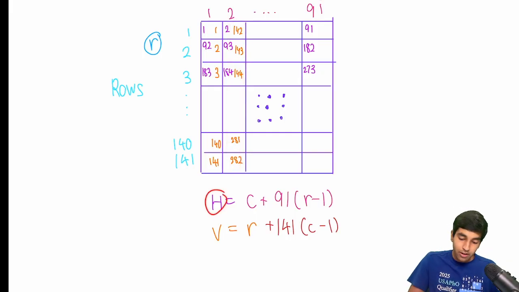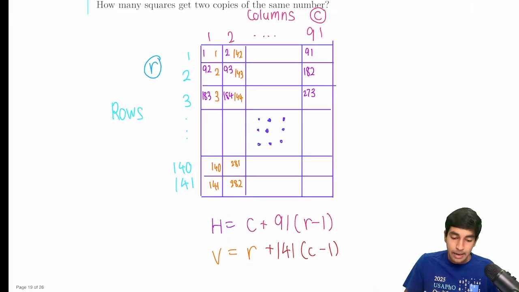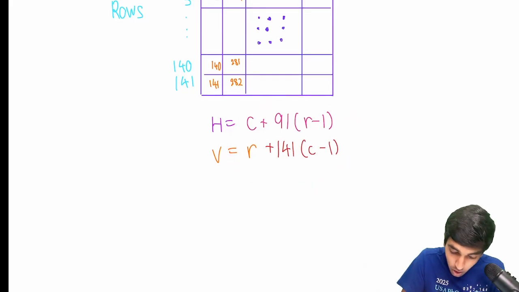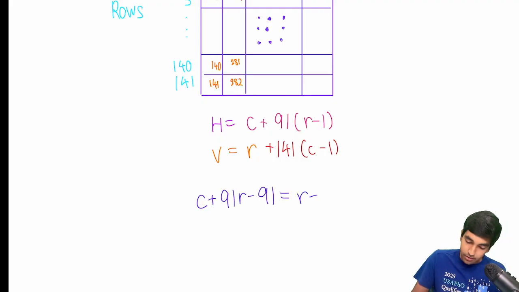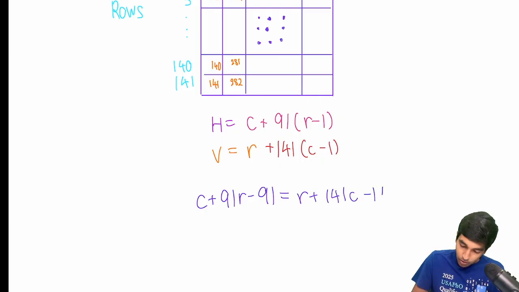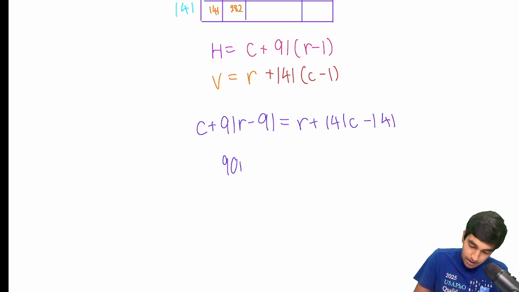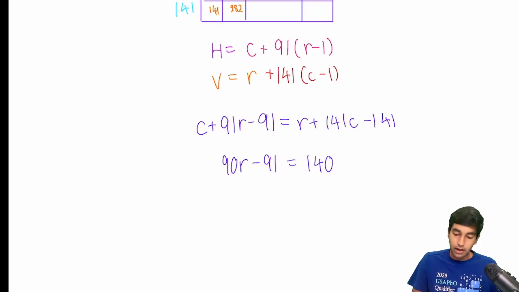Now we have expressions for Horace's and Vera's numbers, and we need to find how many squares get copies of the same number. So when are these quantities equal? Now we just get an equation to solve, except note that it's a Diophantine equation, since both R and C are integers. Subtracting R and C from both sides, we get 90R minus 91 equals 140C.